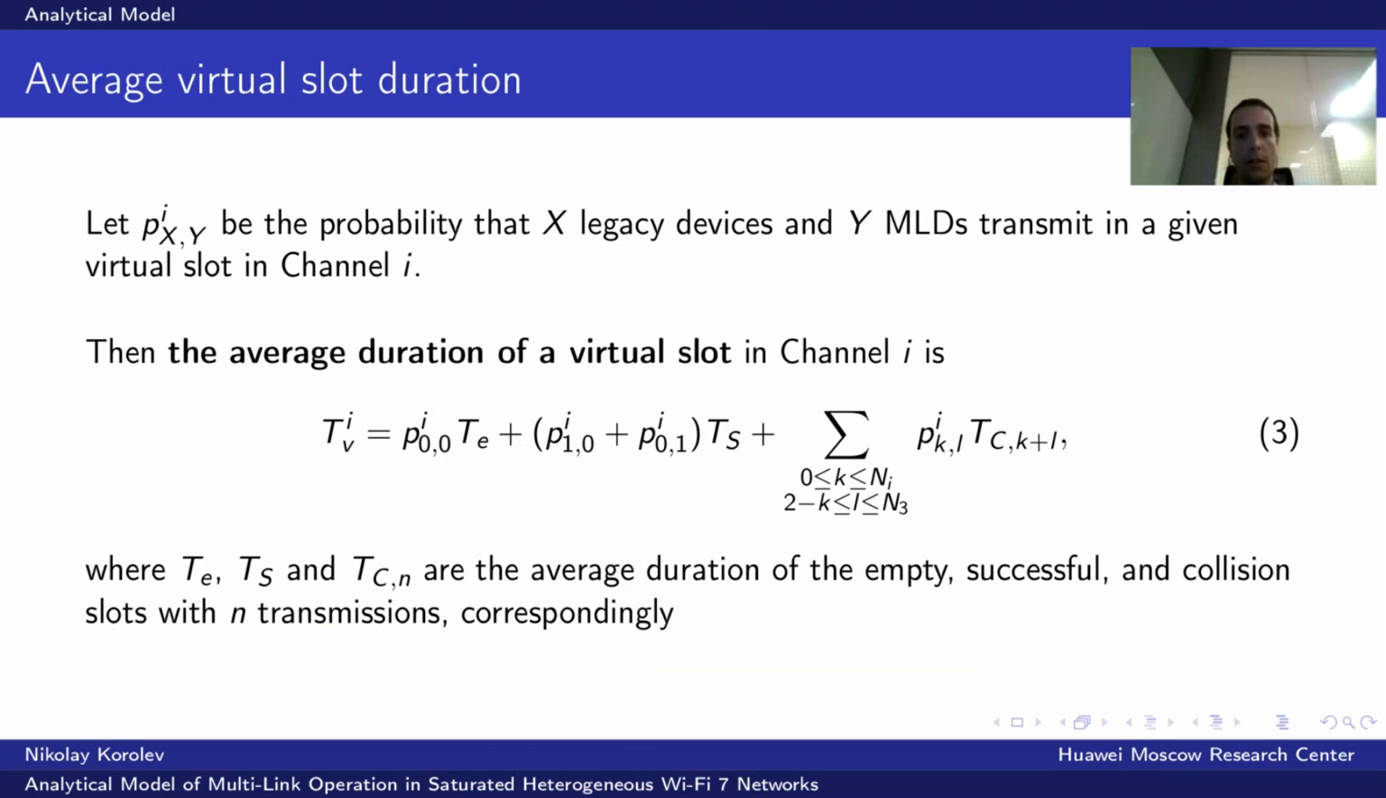Okay, but here is the question. We need to know how to calculate the Sij probabilities. We need to calculate them somehow, and in order to do this, we introduce P probabilities, Pixy, which has the following meaning. This probability is the probability of the fact that X legacy devices and Y MLDs transmit in a random virtual slot in channel i. When we introduced Sij probabilities, we said that at first, we take a random time instance.